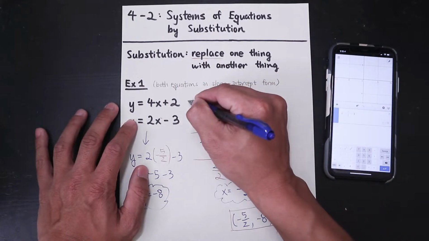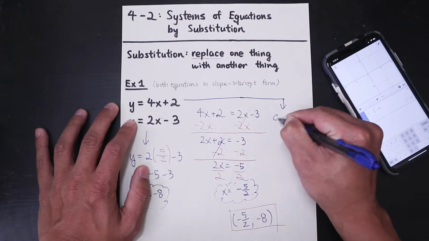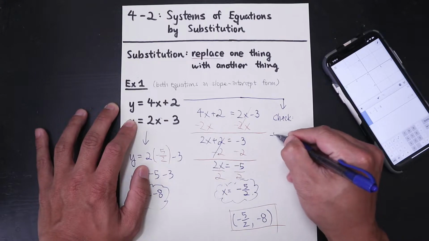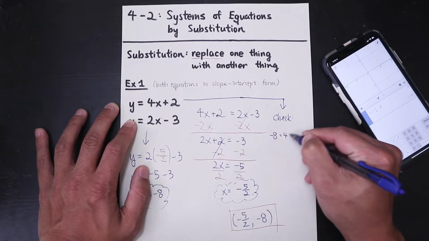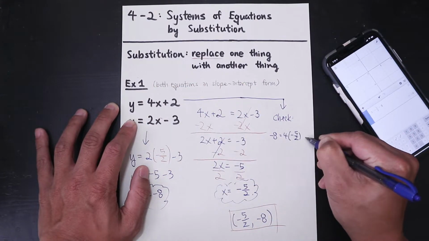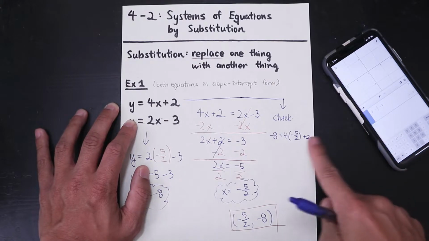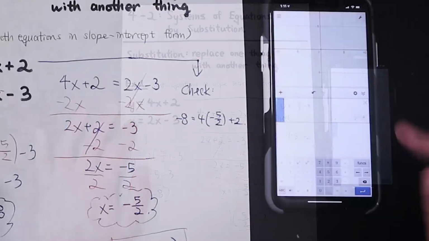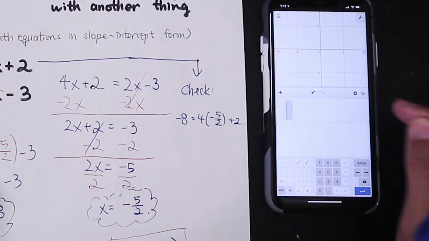To check that very quickly, we're just going to do the checking. So you're going to replace the y with negative 8, and you're going to replace the x with negative 5/2, and then you bring down the plus 2. You want to see whether this right side equals the left side. Now, again, it's a fraction, so I would actually just use a calculator.